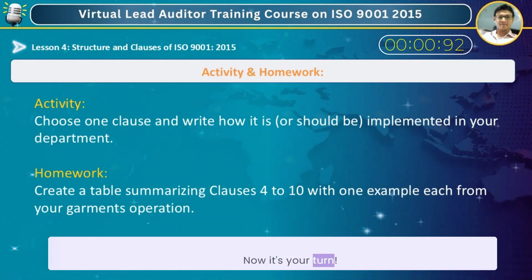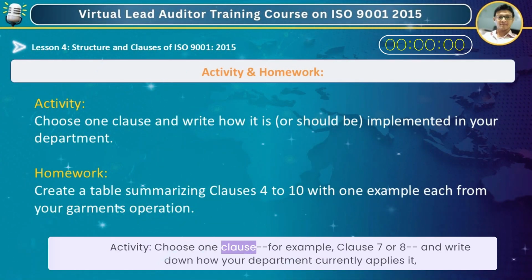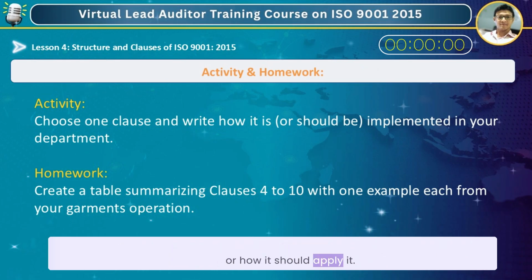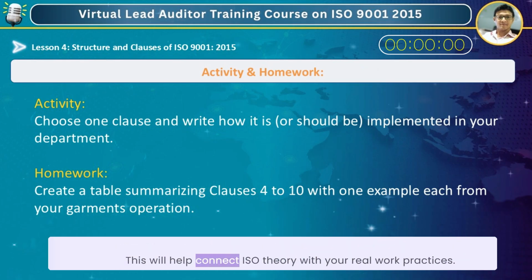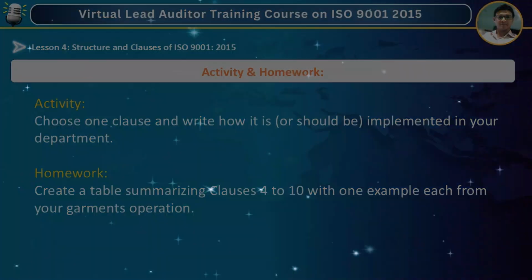Now it's your turn. Activity: choose one clause, for example, Clause 7 or 8, and write down how your department currently applies it, or how it should apply it. Homework: create a table that summarizes clauses 4 to 10, with one example each from your garment's operation. This will help connect ISO theory with your real work practices.